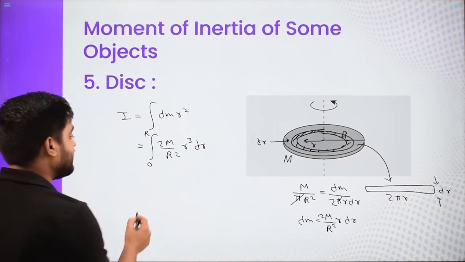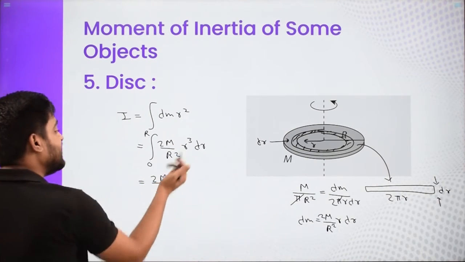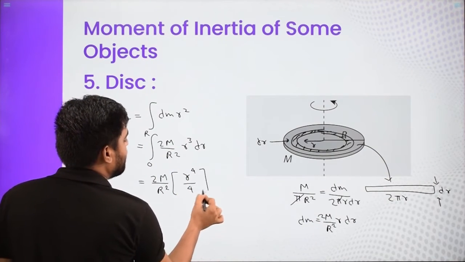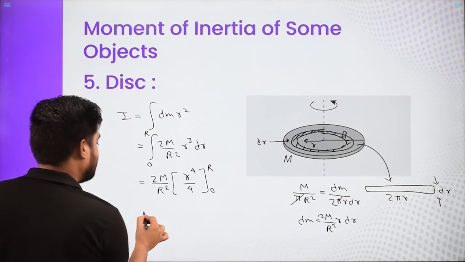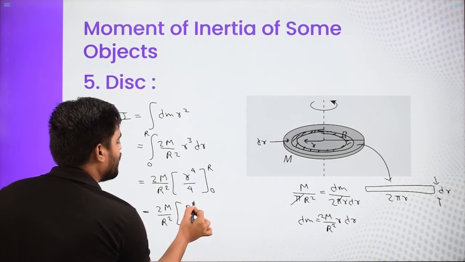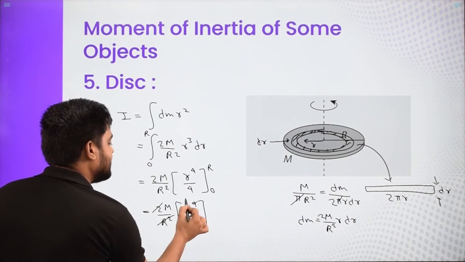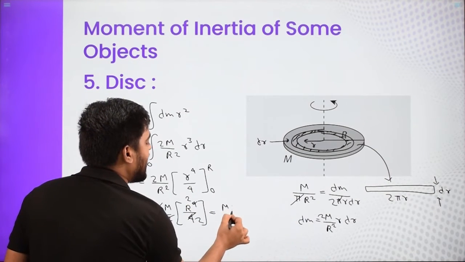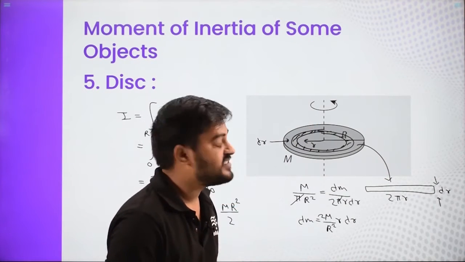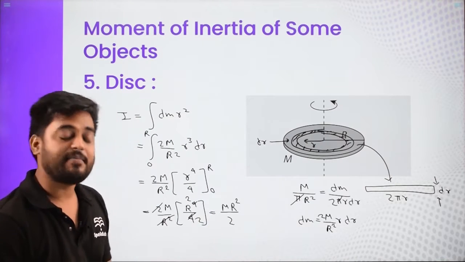We just need to integrate it now. So that is 2m by r square, a constant quantity. Integration of r cube is r raised to 4 by 4. Put the limit and you will get 2m divided by r square, r raised to 4 by 4. Cancel whatever you can. So this is 2, this is cancelled and we get r square. So the answer comes to be mr square by 2. So for a disc, the axis which passes through its center of mass and is perpendicular to its plane, the moment of inertia is given by mr square by 2.